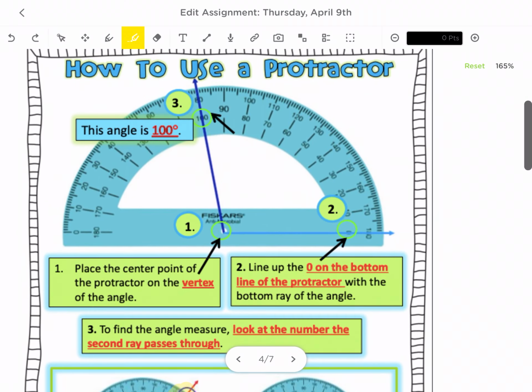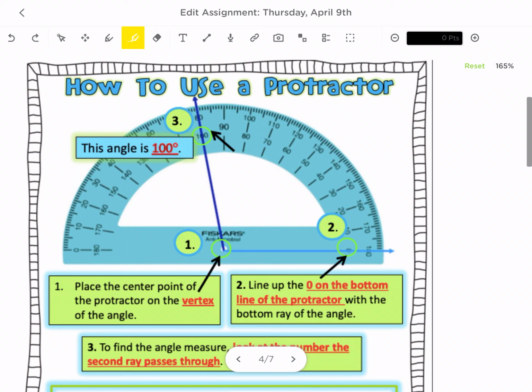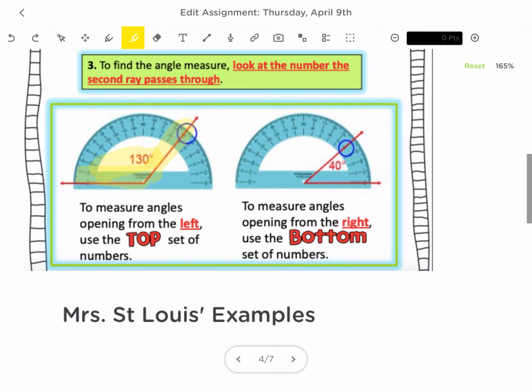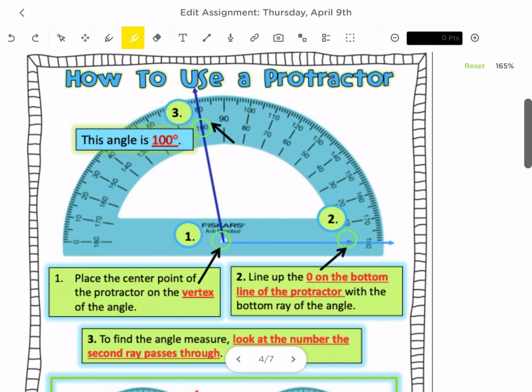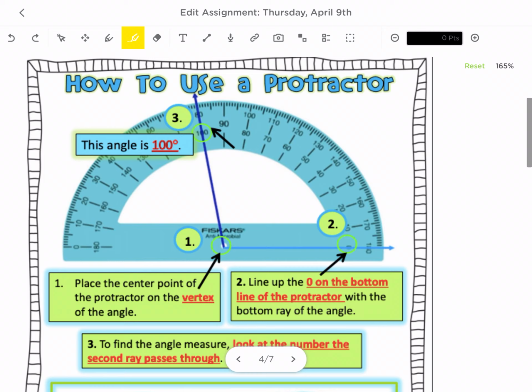If we look at ours up here, ours is facing the right, so we're not going to use the top set of numbers. This angle measures from the right, so we're going to use the bottom set of numbers. So you're going to be using this set here. Okay, so when you are measuring, you're going to see where that line measures up, and you're going to look at that bottom set since it is facing to the right, and your angle is going to tell you that it measures 100 degrees.